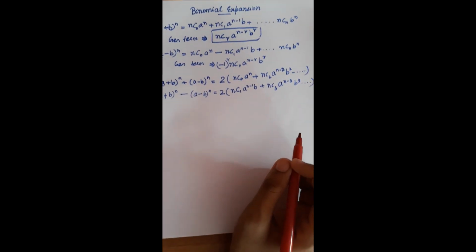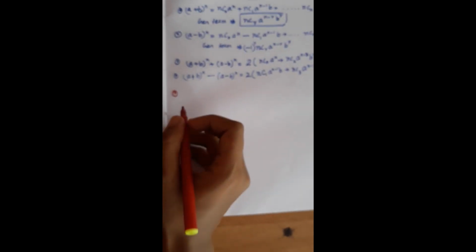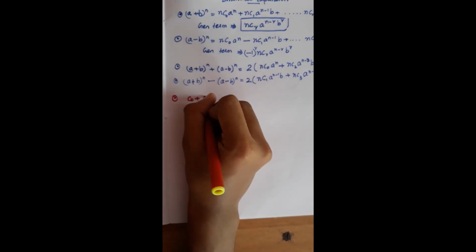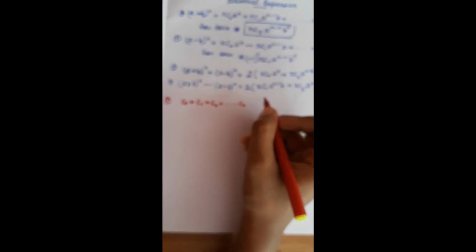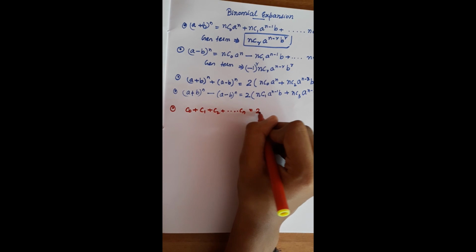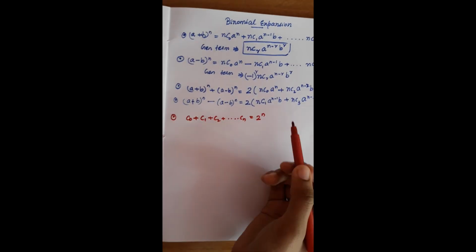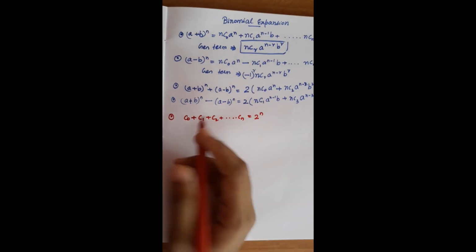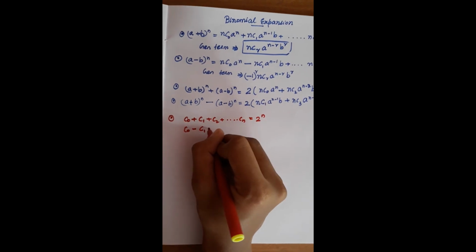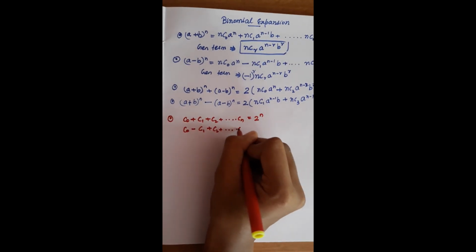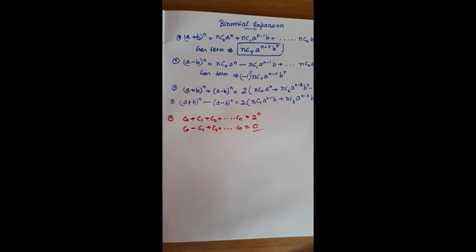Now we will move to some interesting results, which are C0 + C1 + C2 + up to Cn is equal to 2^n. Here C0, C1, C2, etc. denote nC0, nC1, nC2, etc. The next seems to be simpler because when we have alternate plus and minus with these, it just turns out to be 0. It's gone, it's 0.